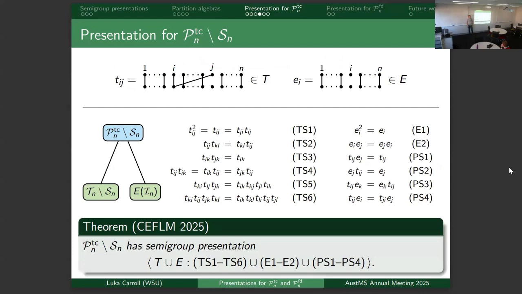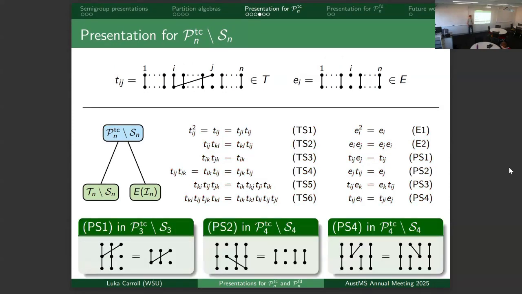So here is our presentation for the singular part of PNTC. Again, these relations come from the presentation for this semigroup. These relations come from the presentation for that. And then the last four relations describe the interactions between the two. And so all those together describe the full semigroup.